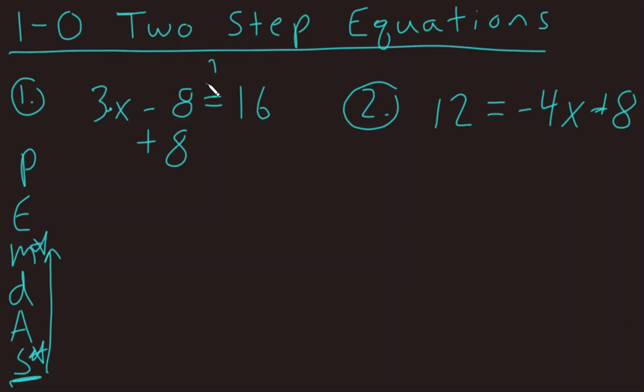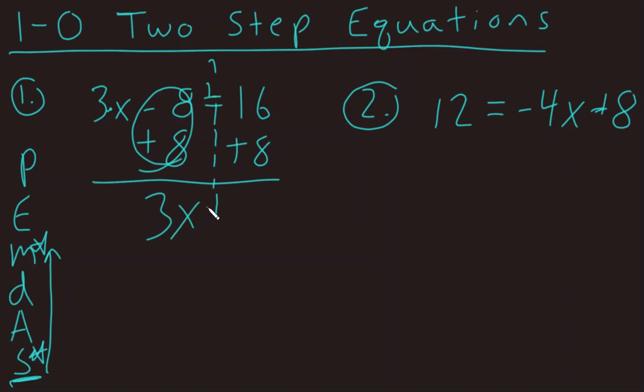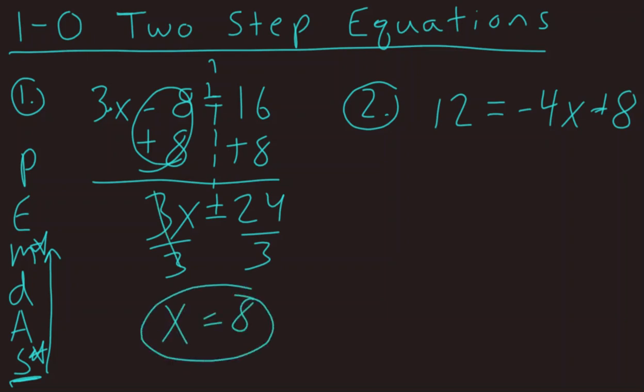And if it helps, draw a dotted line through your equal sign. So if we add 8 to the left, well, now we have to add 8 to the right. So we have 3x equals, and 16 plus 8 will give us 24. Now how do we get rid of the 3? Well, we divide both sides by 3, and we know that 24 divided by 3 would give us 8.